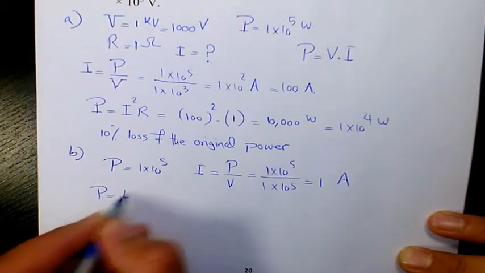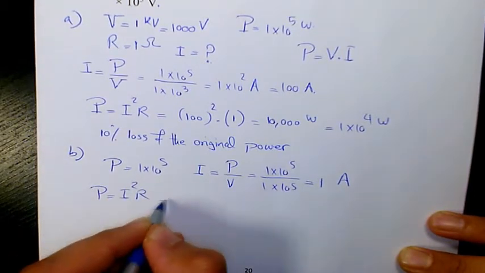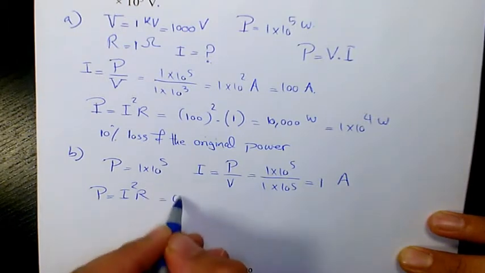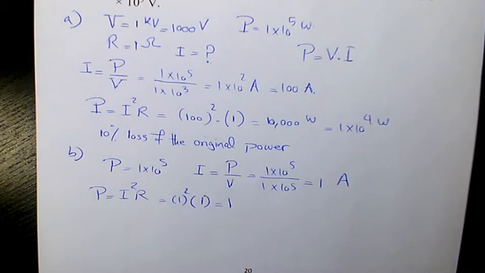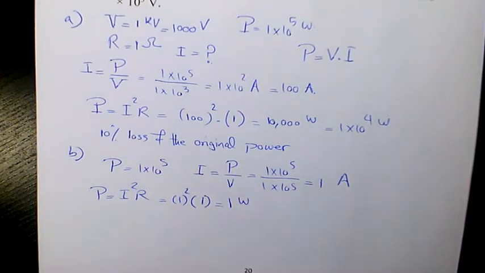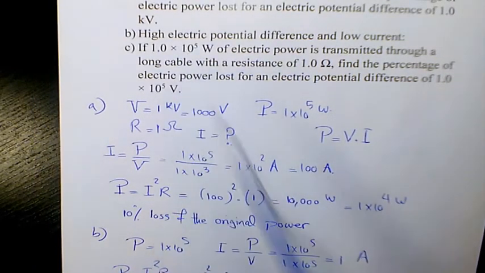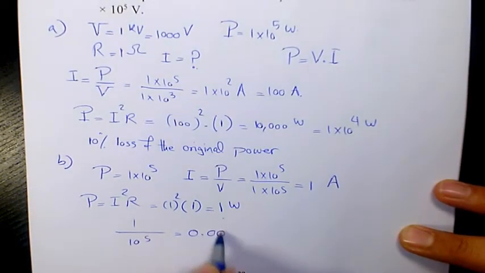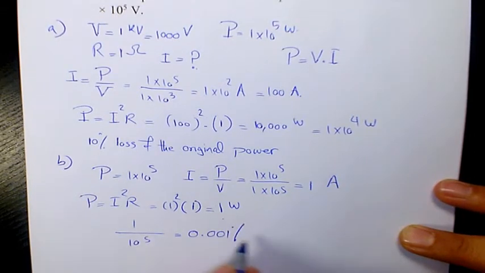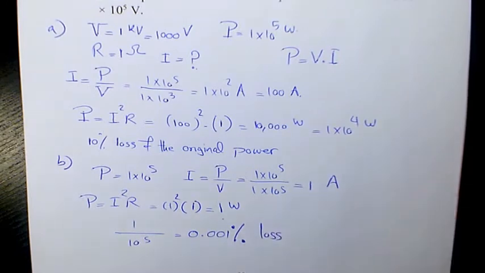So power loss is going to be I squared R. So it's going to be 1 squared times R. R is 1, so it's going to be 1 watt. As you see here, 1 compared to 1 times 10 to the power of 5 is very small. So it is going to be 1 divided by 10 to the power of 5, which will be 0.001% loss of the original power.